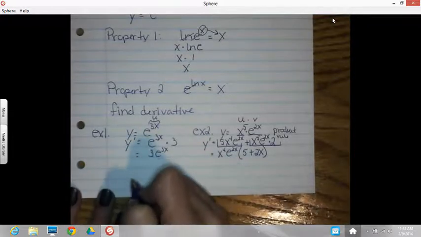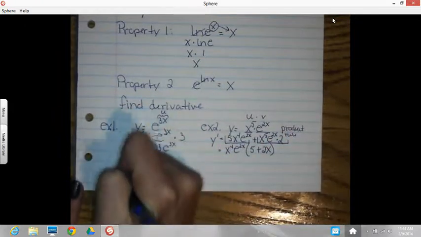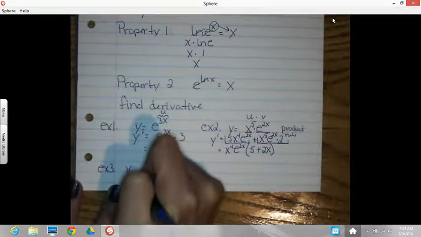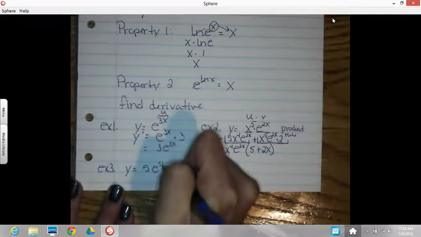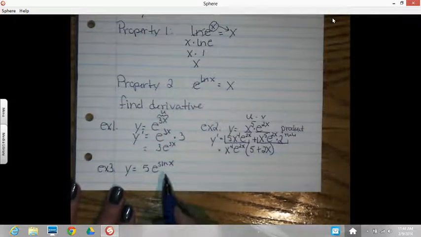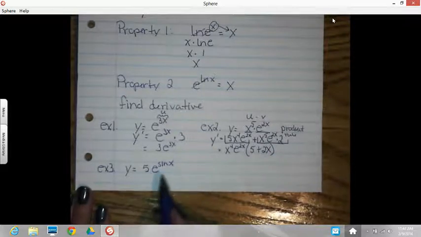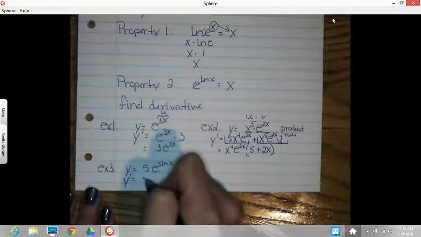Number 3, I can fit on these two little lines here. Y equals 5e to the sine x. Okay, there's only one x in this problem. It's right here. So there's no product rule that's going on here. The 5 is just a multiplier that's going to carry along, and then it's an e problem. So the derivative, the multiplier carries along.